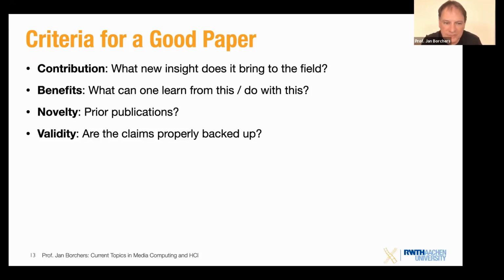We also have validity, right? Are the claims that the author makes properly backed up? I could claim I have invented a new input technique based on rubbing your nose against your smartphone that is faster than any text input technique that you could imagine. Well, you probably want some proof, right? And that's what you will find in the validity, where I show you that my technique that I developed is actually faster than everybody else's.